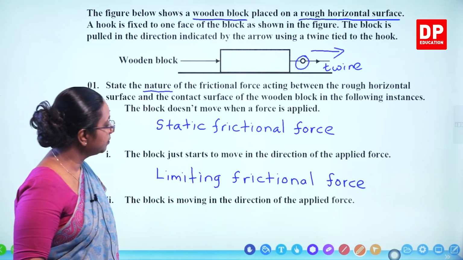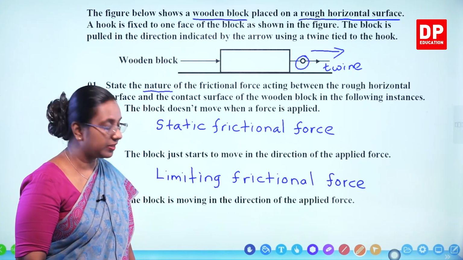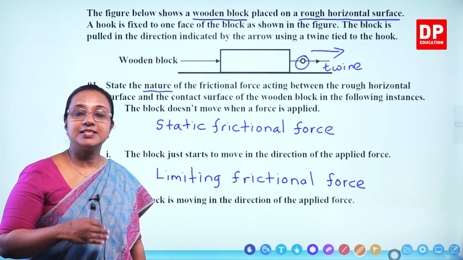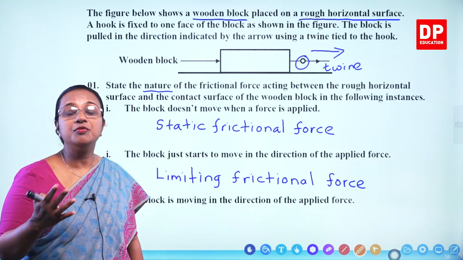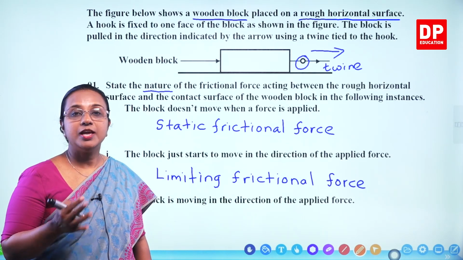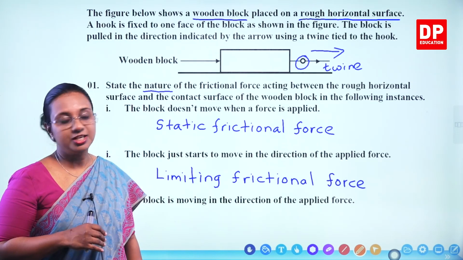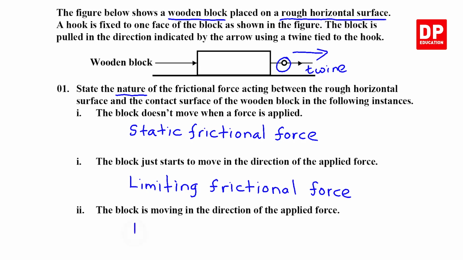The block is moving in the direction of the applied force. So the surface exerts a friction on the moving object, and we call it the dynamic frictional force.